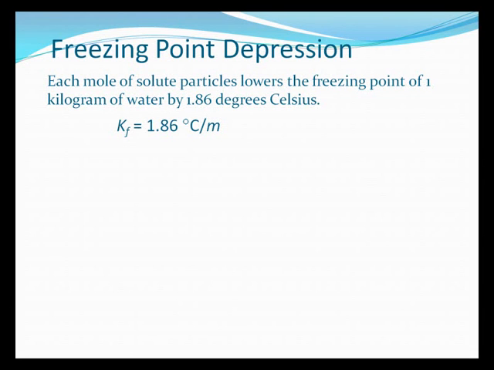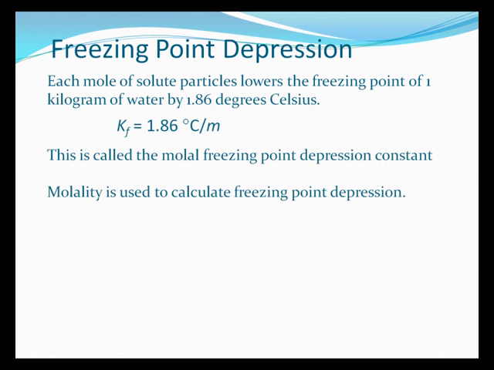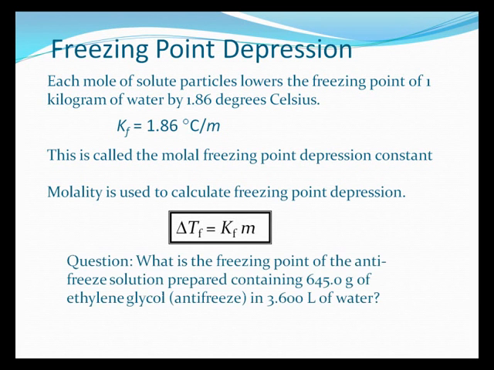Freezing point depression. Each mole of solute particles lowers the freezing point of 1 kilogram of water by 1.86 degrees Celsius. That we call the freezing point depression constant. And we're going to use it, along with molality, to calculate freezing point depression with the equation change in freezing point equals the constant times the molality.